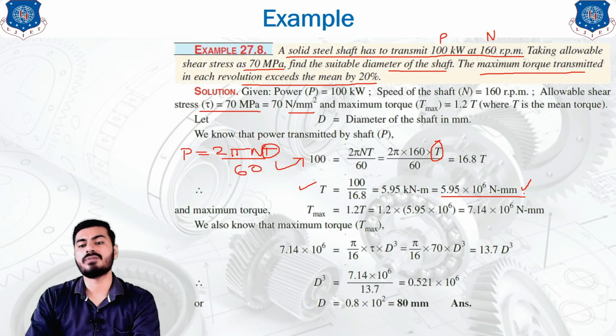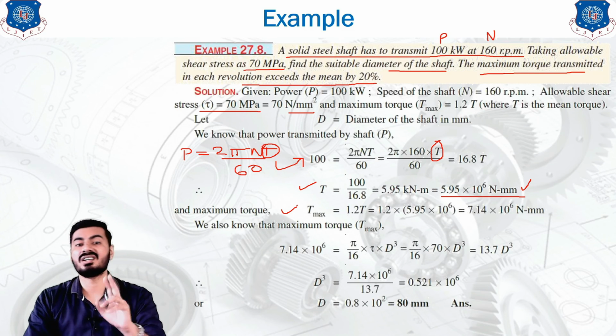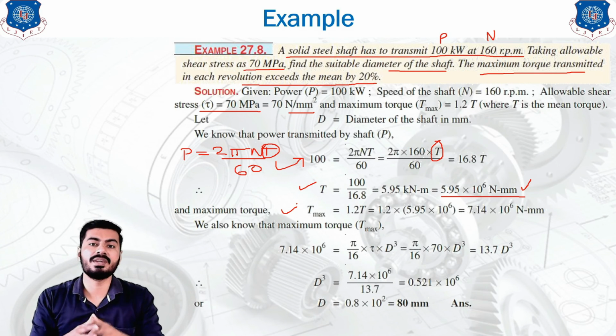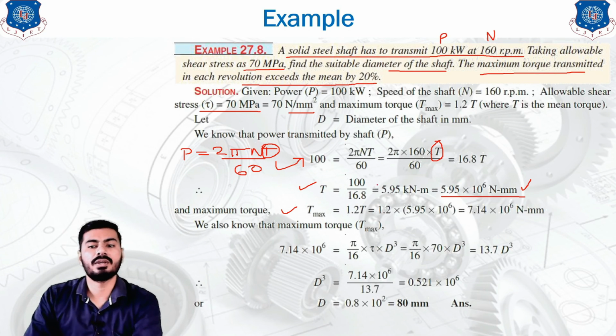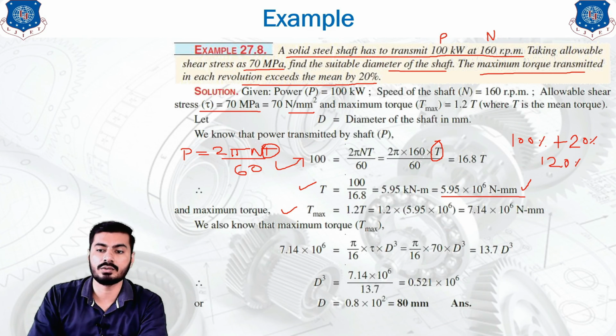Now we need to find out the maximum torque. So according to the given data, the maximum torque is 20% more than the mean torque. So if we want to find out the maximum torque, then your answer would be 1.2 times the mean torque. How does this come? Because let's say your mean torque is 100%. But your maximum torque is 20% more than the mean torque. So what is your maximum torque? Your maximum torque is 120%.